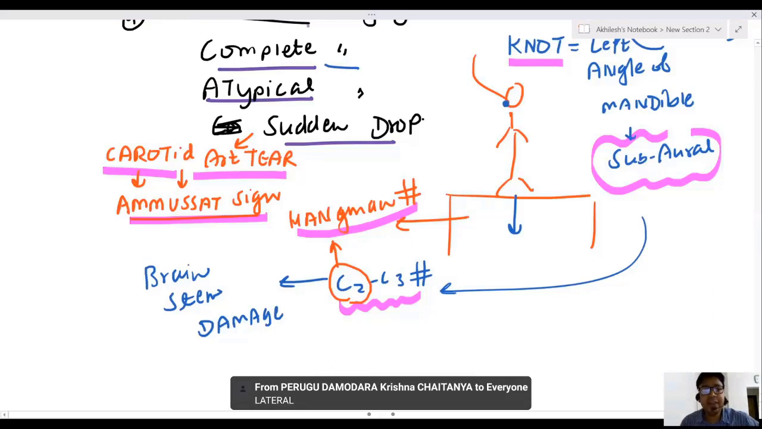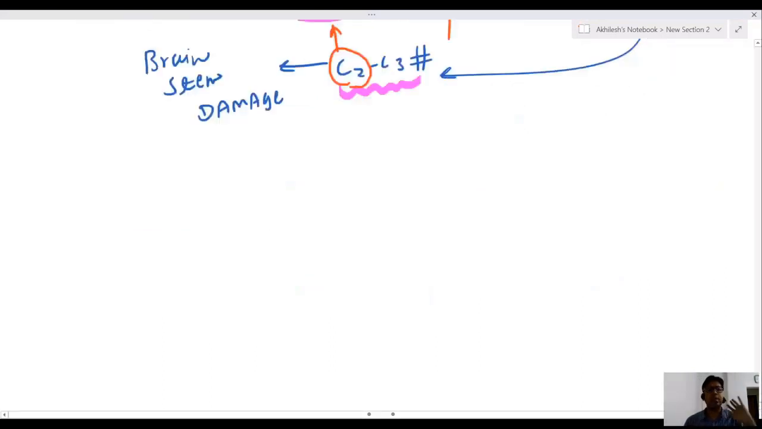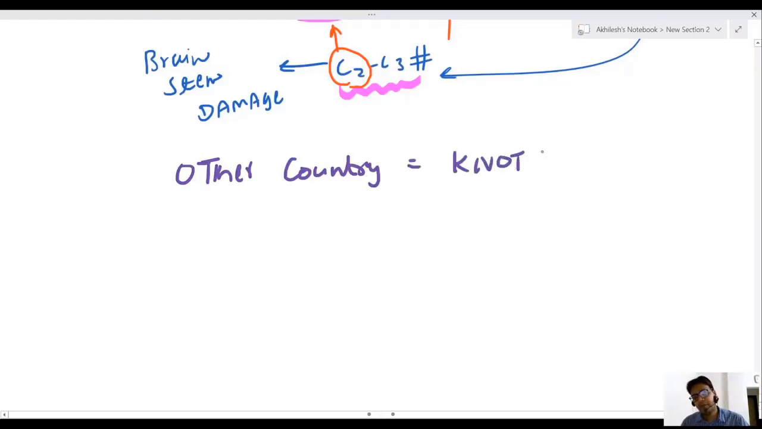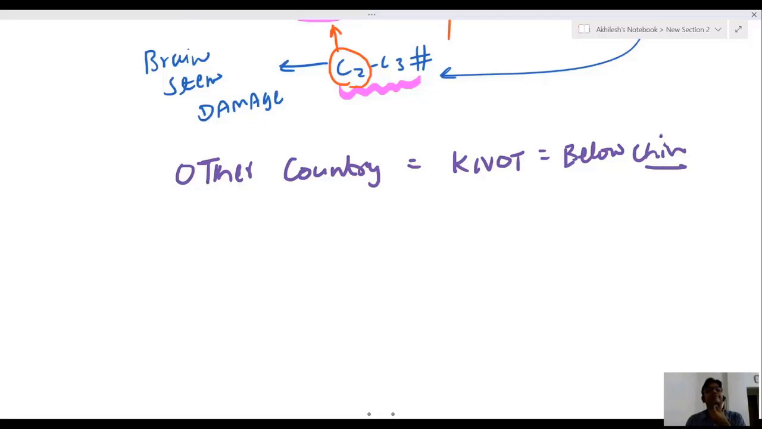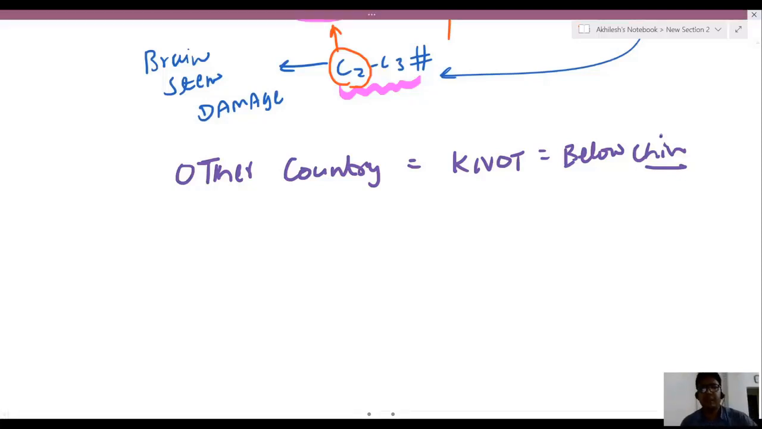Sir, in India, we are not putting it here. But in other countries, you will get the answer for hangman knot: the knot is placed below the chin, not in India. In India, we are putting it in that part, but in other countries, the knot is placed below the chin. That's different. Anyway, sir, this is all about hanging.